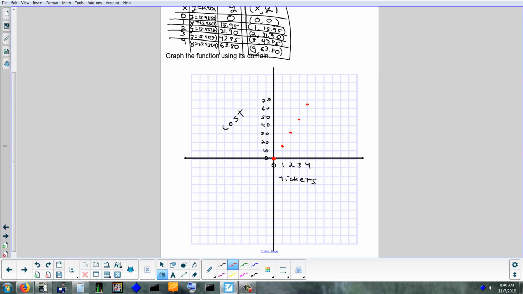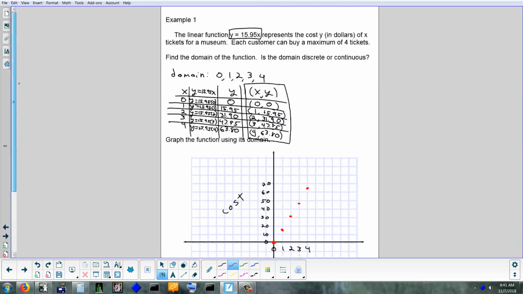No, because if I connect it, that means that there are values in between 1 ticket and 2 tickets, and there aren't. So that's your graph, and you leave it just like that. On the test paper, label it if it's discrete or continuous. There will be a question that will ask, is it discrete or continuous? You may not have to graph it, but you've got to know whether it's discrete or continuous.